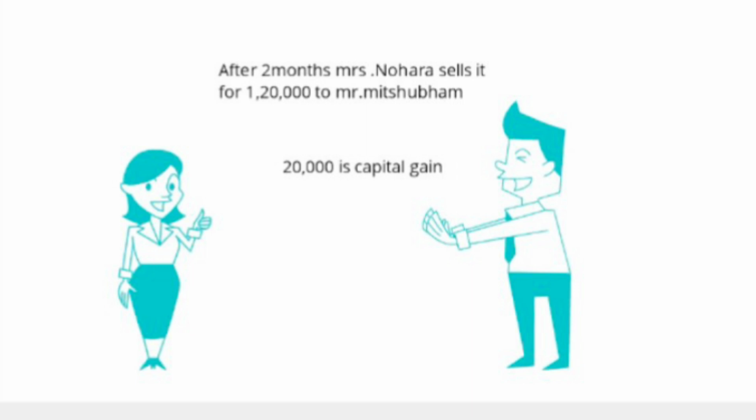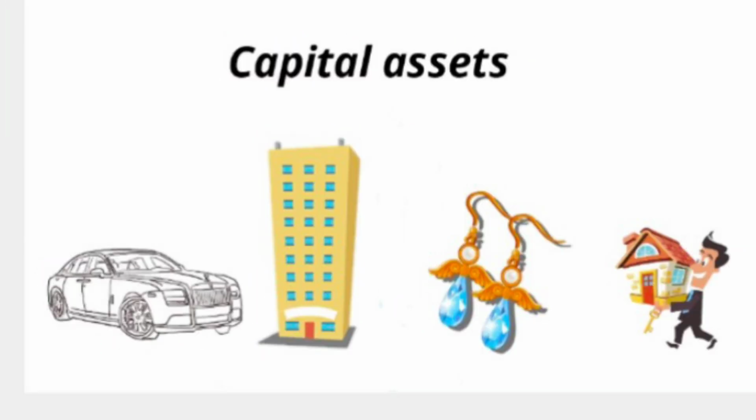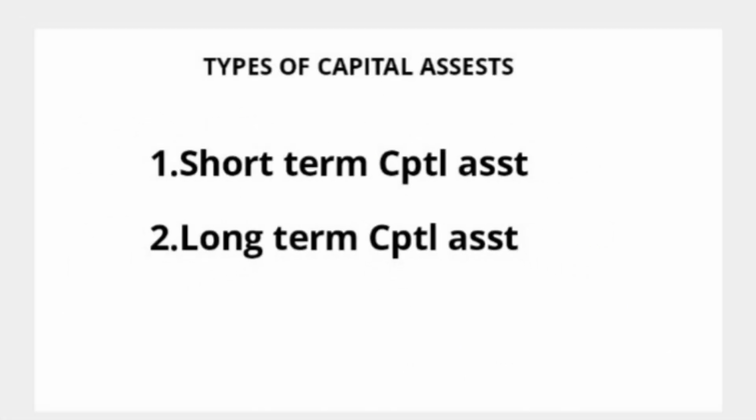For the 20,000 we are going to charge a tax. So simply, a capital gain is the profit we gain by selling an asset. The assets may be stocks, bonds, real estate, buildings, and also jewelry.